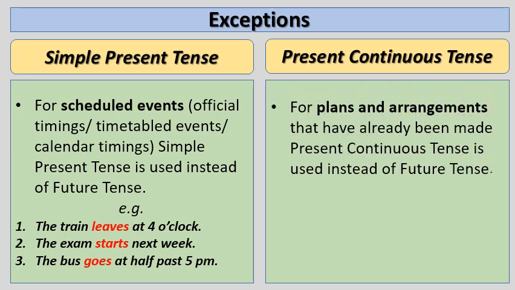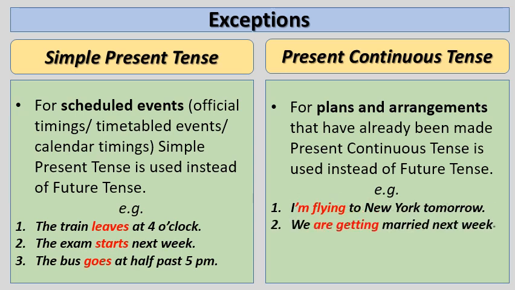For plans and arrangements that have already been made, present continuous tense is used instead of future tense. Let's see some examples to clarify it. I am flying to New York tomorrow. Number 2, we are getting married next week. Number 3, they are having a party at Christmas.